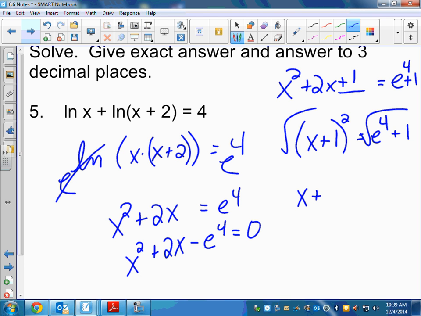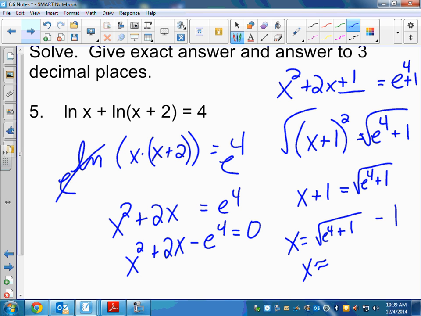Wait, why would you square root that? Because I gotta get rid of the square. Do I need to put plus or minus on this? Can I plug a negative into an ln? So I'm going to just take the positive root of e to the 4th plus 1. And then I'm going to subtract 1. So I get the square root of e to the 4th plus 1, and then minus 1 out here as my answer. Barf.